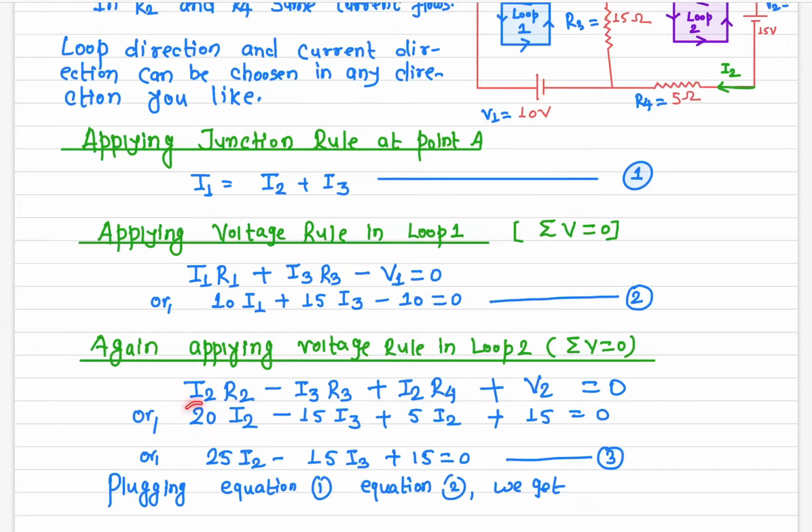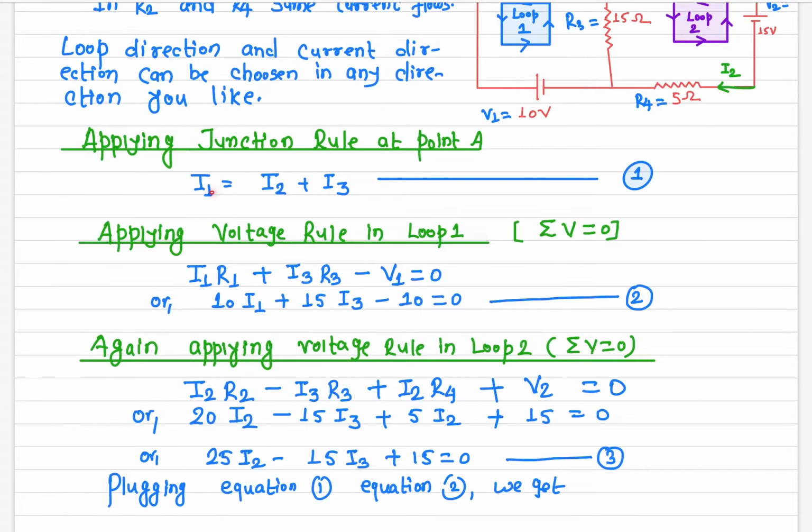Okay, so we have 20 plus 5, I'm adding them together. That gives you 25 I2 minus 15 I3 plus 15. This equals 0. So we now have 3 equations, 1, 2, and 3. And the rest is the math. Once you have written down all these equations, the physics part is done. The next thing is just the math part. You have to solve it.